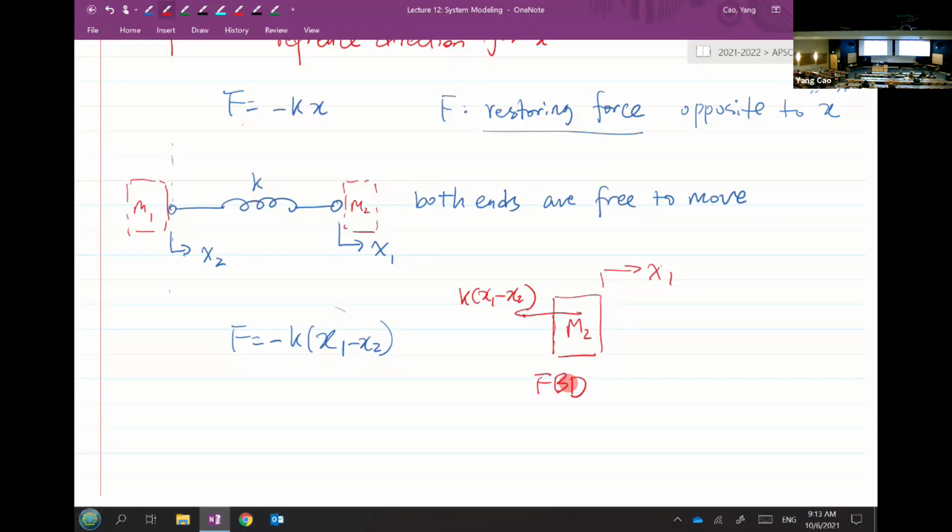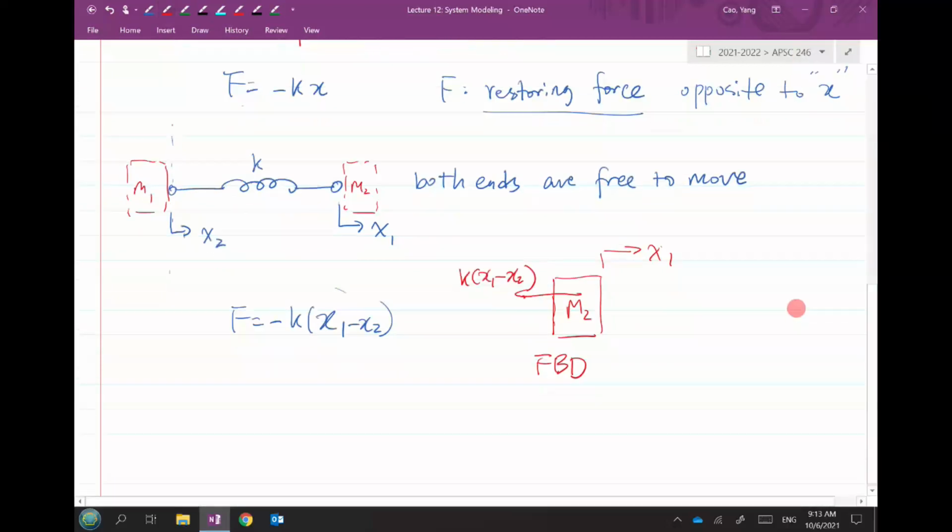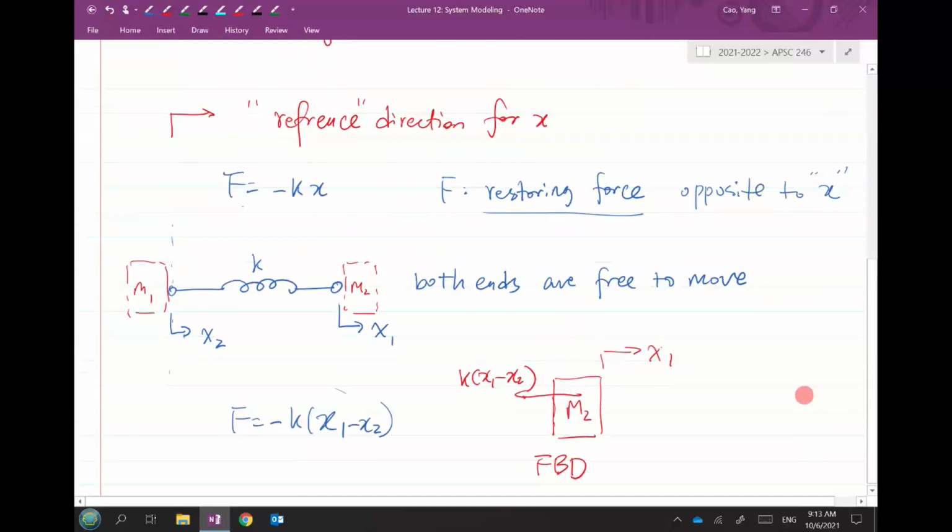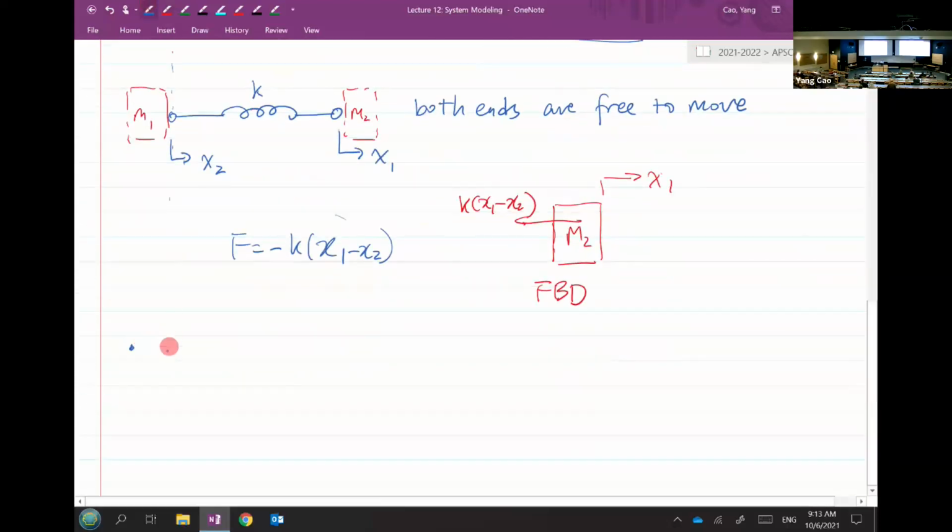Okay. So now it's pretty straightforward. There's only one single spring attached to this and one single external force due to the spring, right? So we're gonna put a few other things together to make it a little more complicated. Okay, so that's the mechanical spring. So now let's take a look at the next one, the mechanical damper.